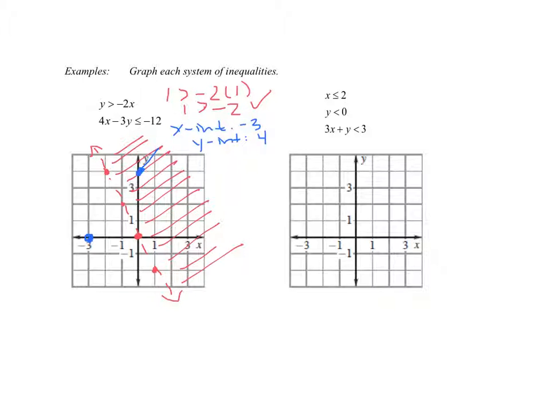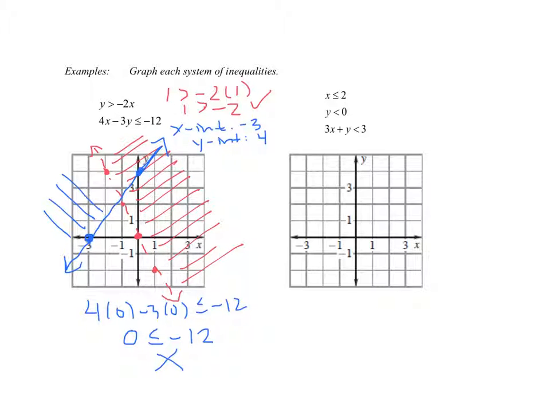This time we have a solid line because there is a less than or equal to. And we test the point 0, 0. And the whole left side zeroes out, and we get 0 is less than or equal to negative 12, which is not true. So 0, 0 is not in our solution region. We'll shade everywhere 0, 0 is not.